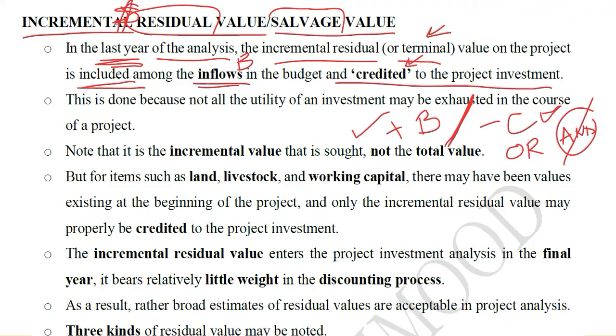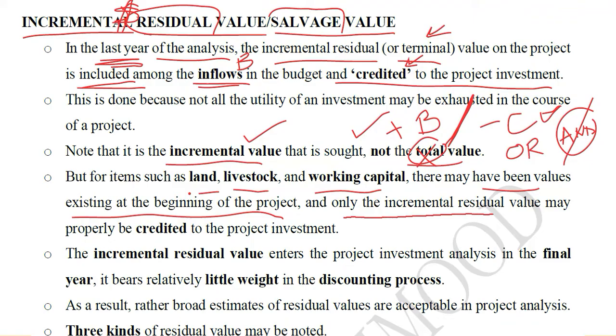Note that it is the incremental value and not the total value, because the difference between whatever is left of that asset and its original value is considered. So it is the incremental value, not the total value. But for items such as land, livestock, or working capital, there may be many values existing at the end of the project, and only the incremental residual value may be properly credited to the project investment.